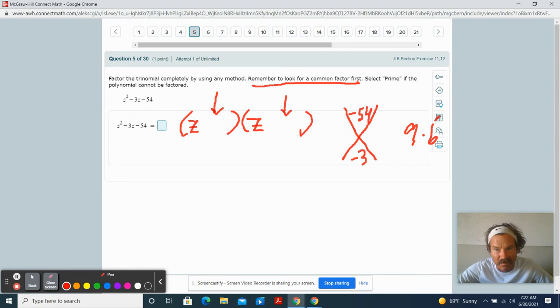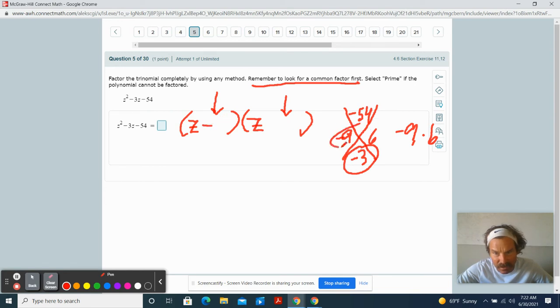Now, why 9 and 6? Other numbers multiply to get 54 besides 9 and 6. But I chose 9 and 6 for a very specific reason. I have to make them multiply to get a negative. In order to multiply to get a negative, one of these has to be a negative. I'm going to make the 9 a negative because I see a -3 down here. These two numbers have to add to get -3. So -9 and a +6, they multiply to get -54, and they add to get -3. So I put -9 here.